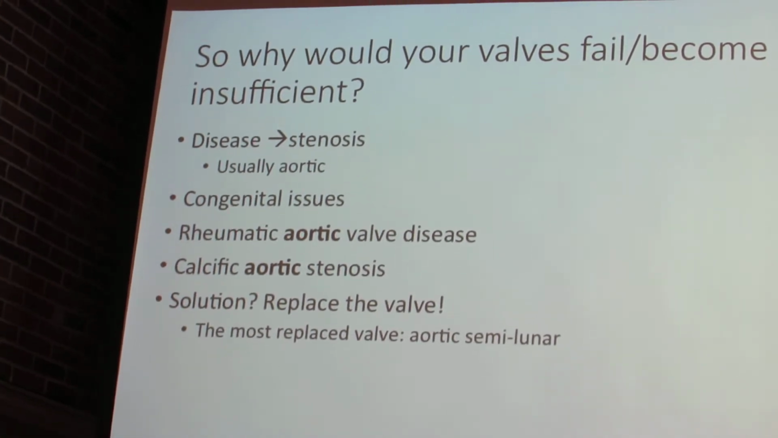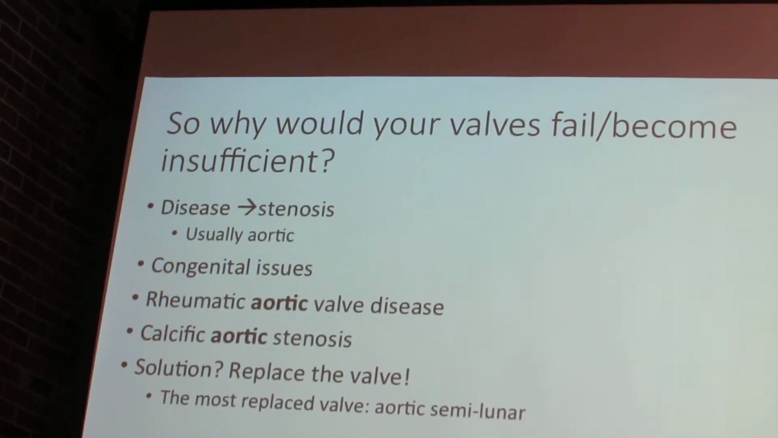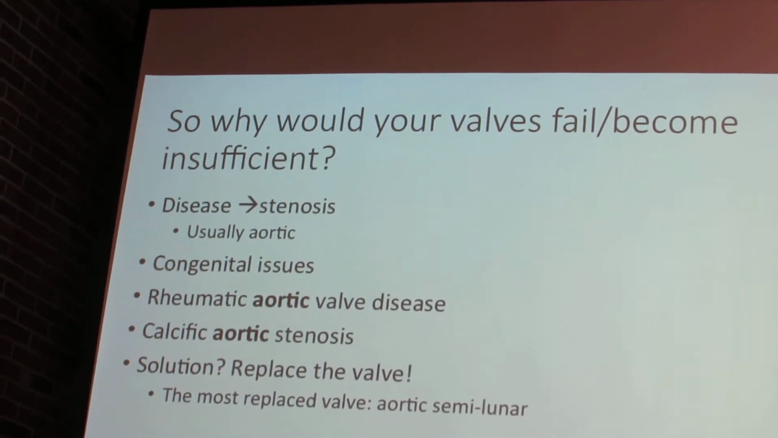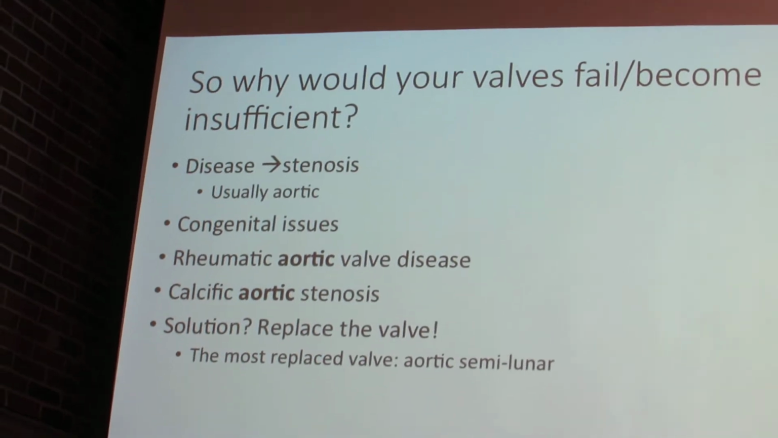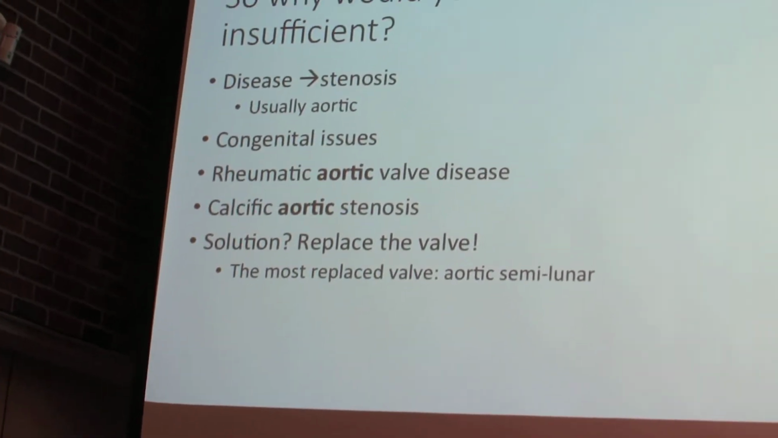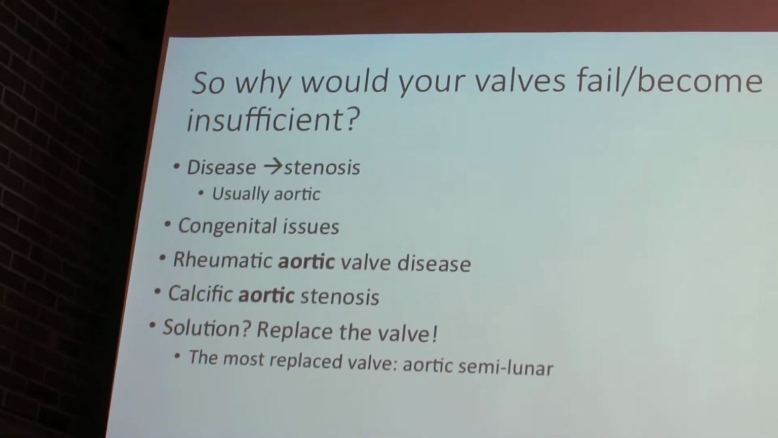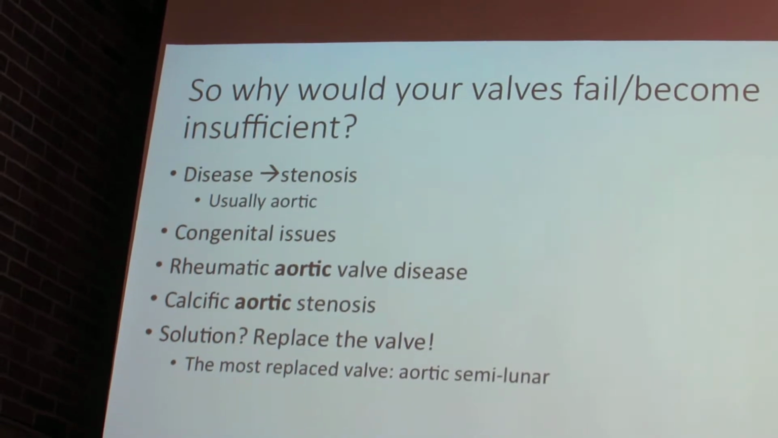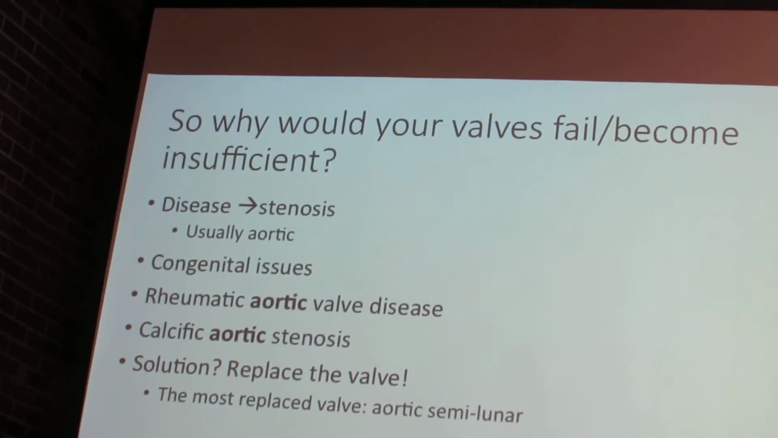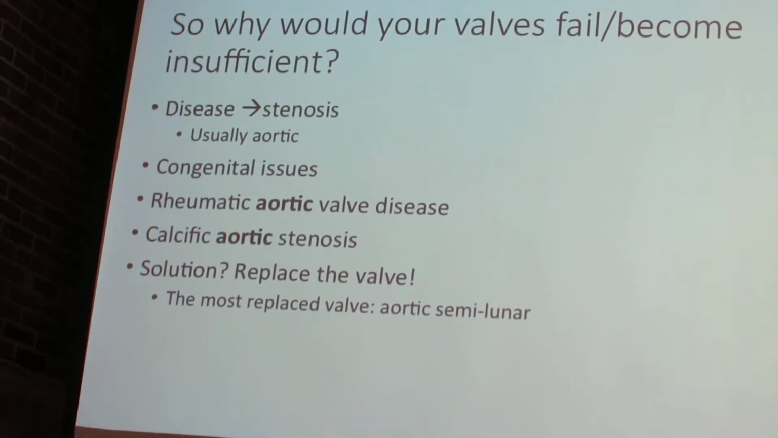You can have congenital issues, like just being born with bad valves. Rheumatic aortic valve disease: you can get rheumatic fever if you get a freak incident with strep, which is why you should always get tested for strep and take your medication. You don't want this. And then you can have calcific aortic stenosis, and this is just for some reason your body thinks it's okay to deposit calcium at your valves.